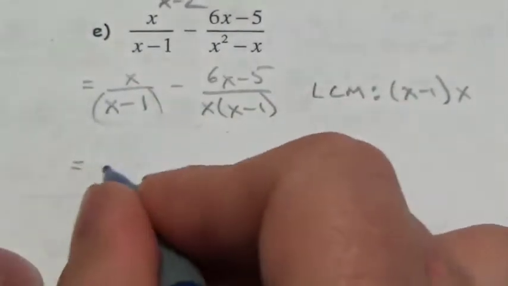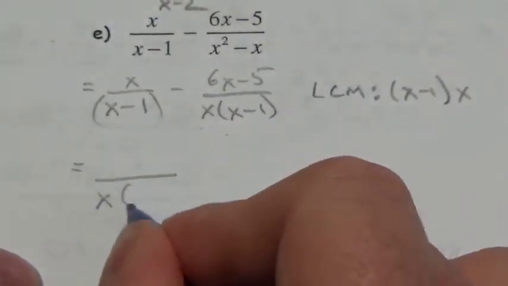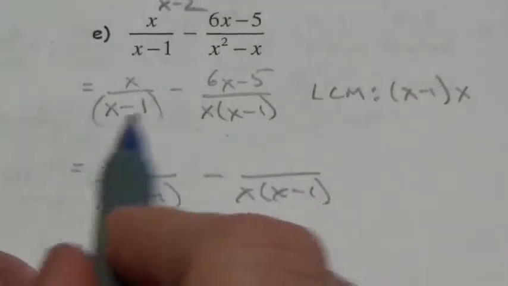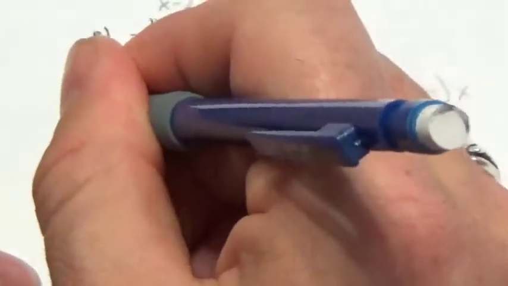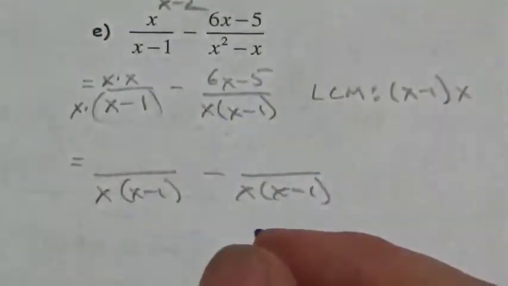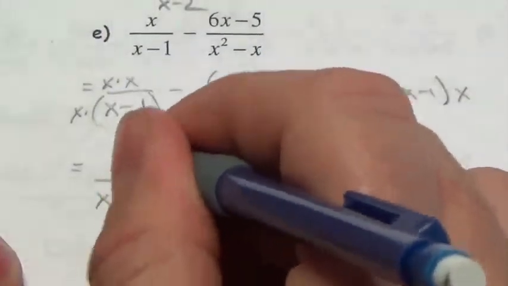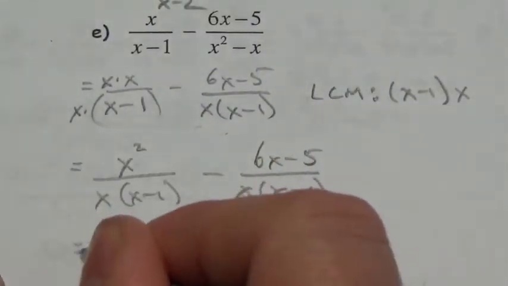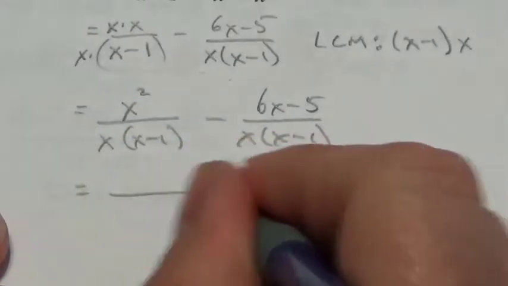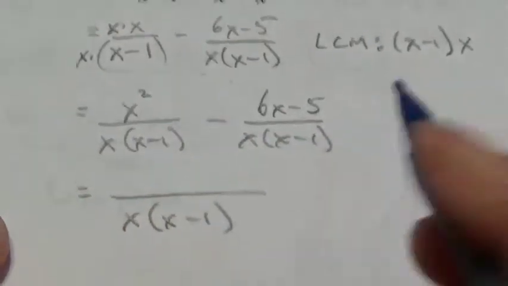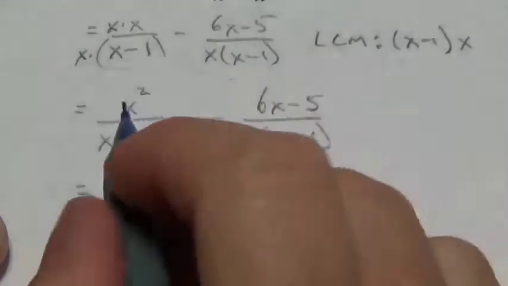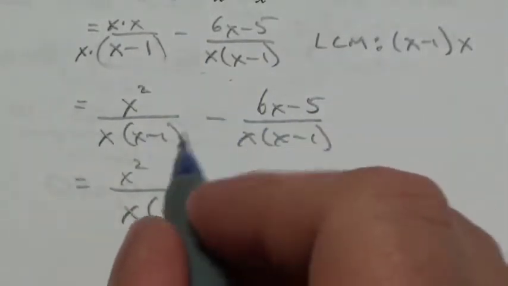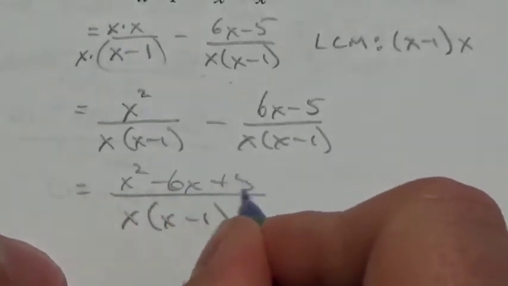So down here, I got to make this x times x minus 1, and then this will be minus x times x minus 1. I am missing the factor of x in this first term, so I'm going to introduce that in the numerator and denominator. That gets me x squared, minus, and then I did nothing over here. My next step is simply to put those two together over top of that common denominator. So I'm going to get x squared, and now remember that negative has to distribute to both terms, so minus 6x plus 5.